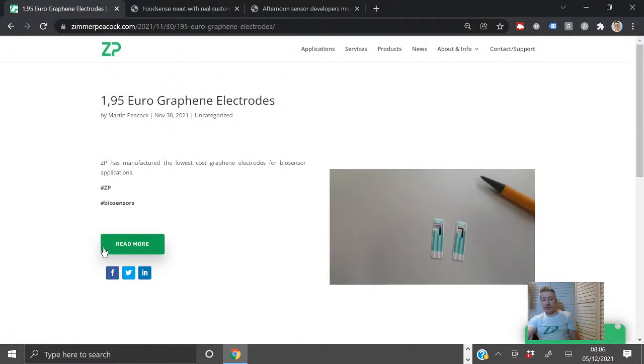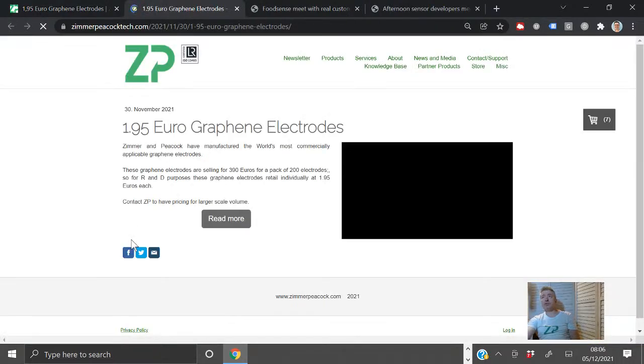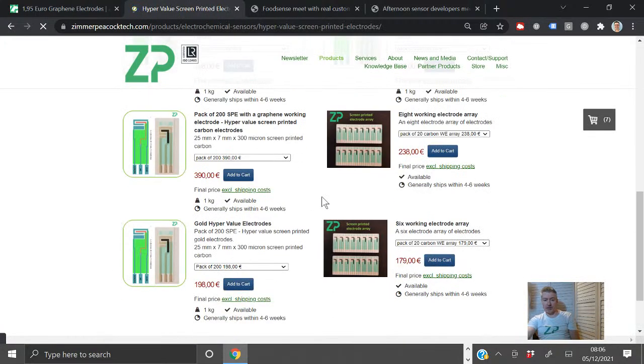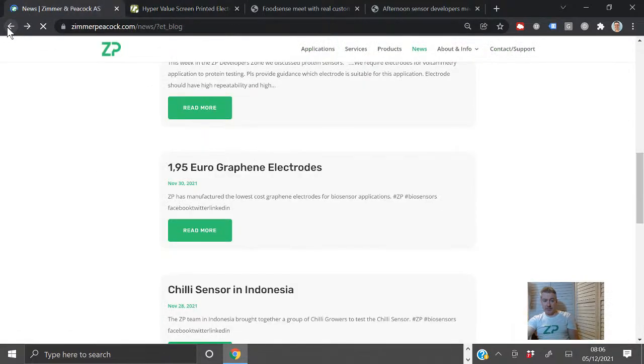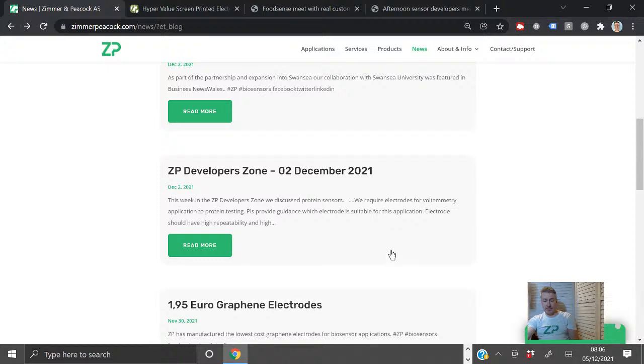So we have managed to make some low cost graphene electrodes, so that hopefully that will really help the R&D community. Now I know, depending on where you are in the world, €1.95 each does seem expensive, but it really is the lowest cost graphene electrode on the market, probably by far. So we are proud that we managed to get these electrodes manufactured, and well done to the ZP team for doing that.